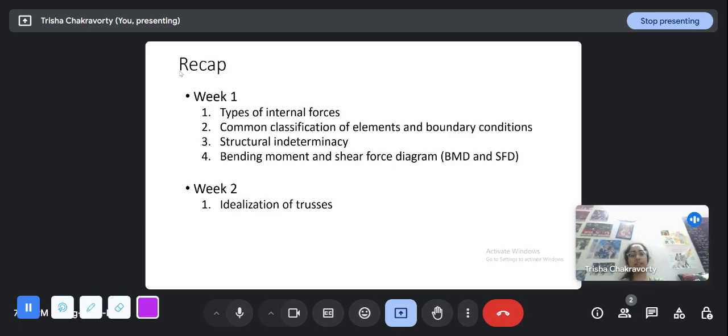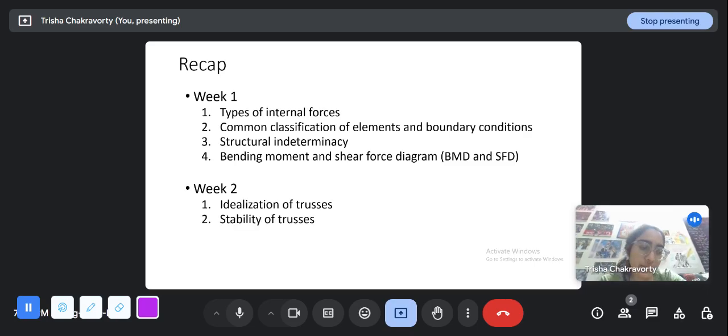In week two, we looked at trusses, which are one of the most common idealizations, like one of the simplest idealizations of a structure. Trusses are used in bridges or in roofs of steel factories, like steel structures. So we looked at how to idealize a real world structure into a 2D truss on paper that we can solve easily.